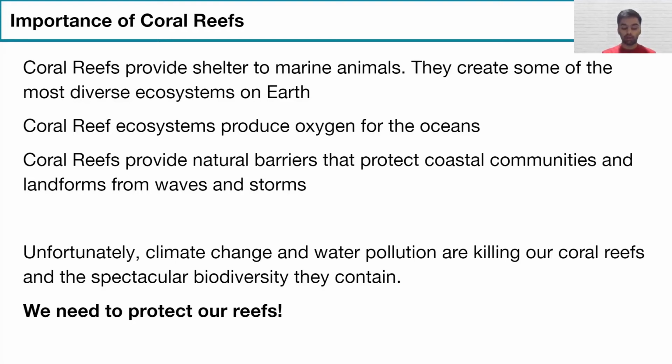Secondly, in coral reef ecosystems, there is a lot of algae which is able to live in this kind of ecosystem. And what this algae does is that it carries out photosynthesis and provides oxygen for the ocean. Now, in the ocean, there are not a lot of sources of oxygen. So, for marine life to breathe and survive, it is very important for coral reefs to exist so that there can be enough oxygen within the ocean.